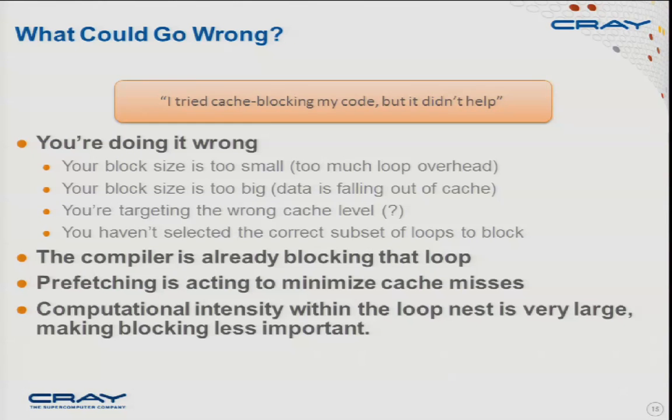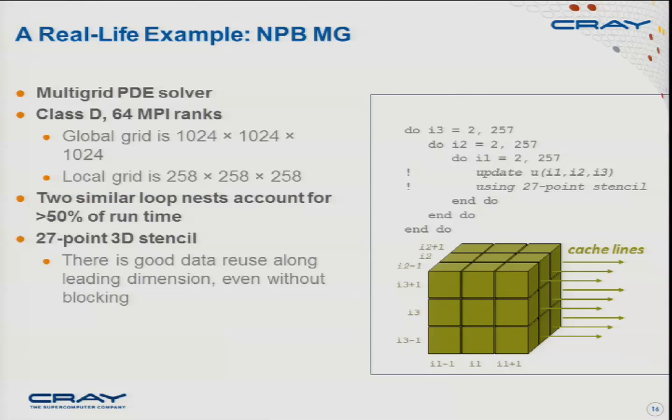Another thing is that the computational intensity within the loop nest is very large, which is another way of saying you are doing a lot of flops and you're not memory bandwidth bound in the first place. Well, if you're not memory bandwidth bound, or if you're not cache level bound in the first place, maybe you were running at that speed and you're limited by something else entirely. All of these things, and probably more, can prevent you from really observing a speedup right off the beginning. So here's a real life example, real life in the sense of a benchmarker, right?